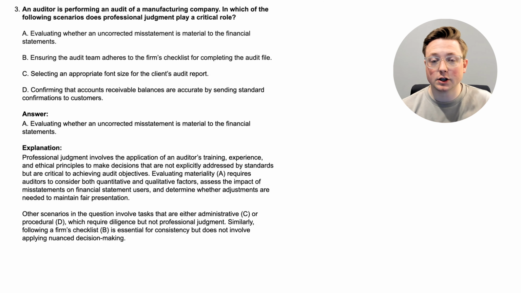So again, professional judgment comes in when you're trying to figure out materiality or trying to figure out if evidence is sufficient and appropriate and things like that. Things where the rules can't tell you exactly what to do and you just have to base it off of your knowledge and your experience. You have to apply your own professional judgment. So with that, that's a little bit about professional judgment. Let's go to the next question.